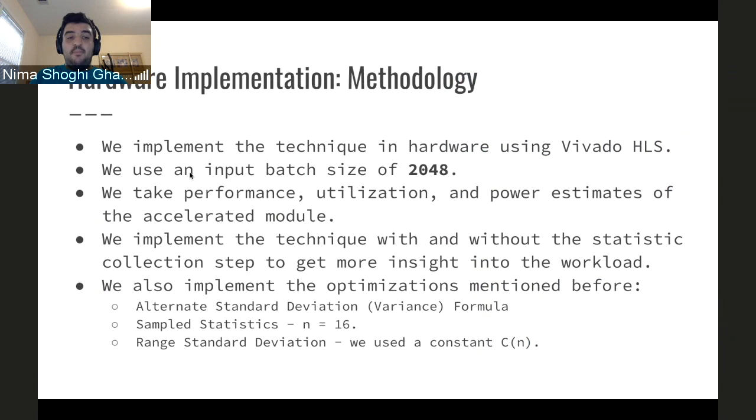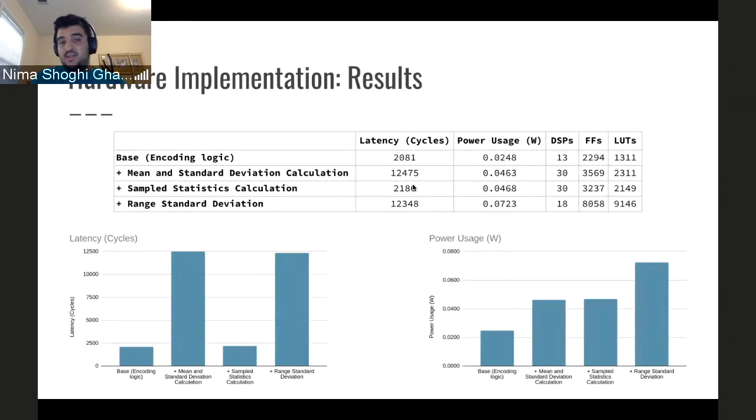For the hardware implementation, we use Vivado HLS to implement the IP for it. I wasn't able to implement the end-to-end simulation of the neural network training, but we took some performance, utilization, and power estimates of this accelerated module, and we tried these different optimizations to see how it pans out.